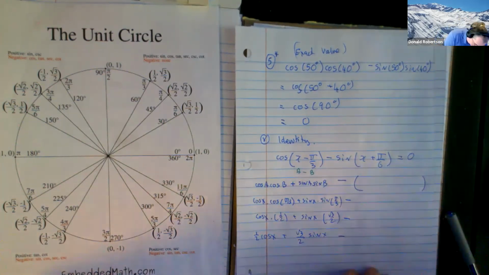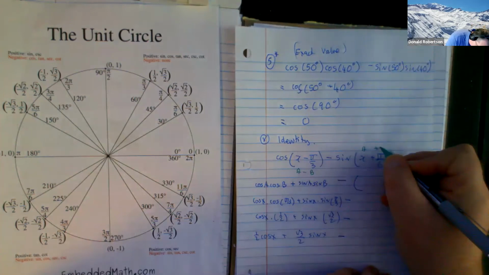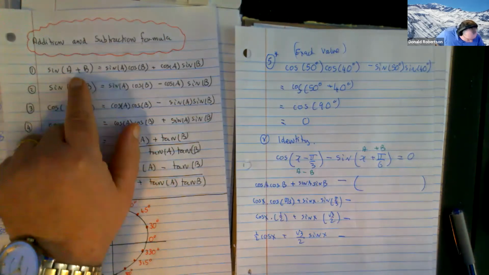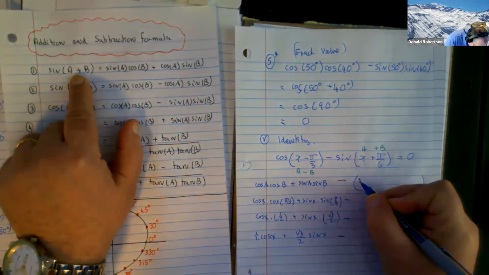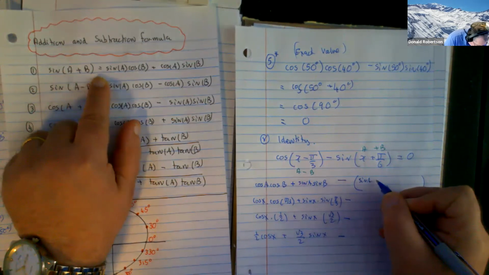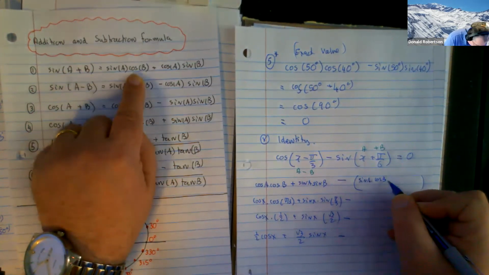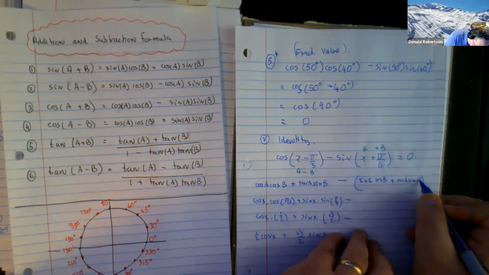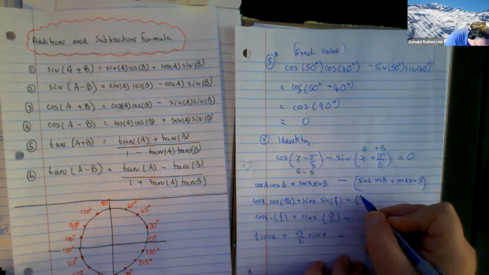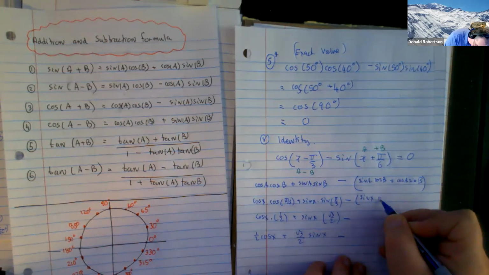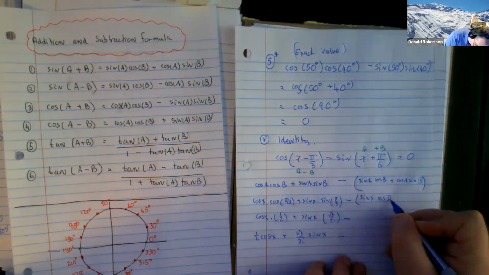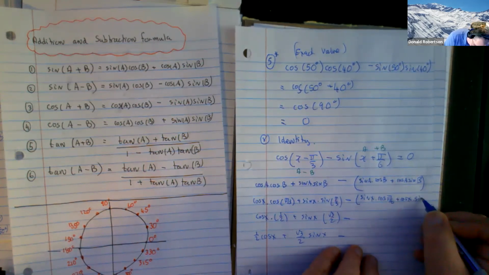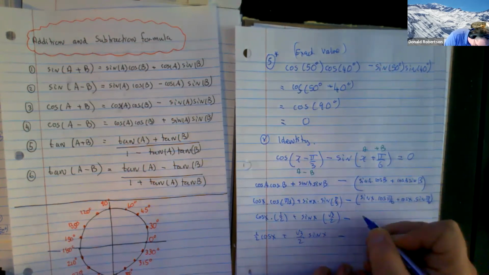This fella is like the sine of A plus B, right? And the sine of A plus B is the top one. And so this is going to be sine of A cosine of B plus cosine of A sine of B. That's going to be the sine of x times the cosine of pi upon 6 plus the cosine of x times the sine of pi upon 6.